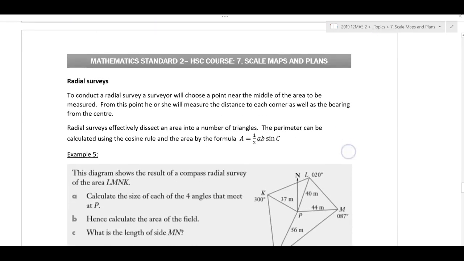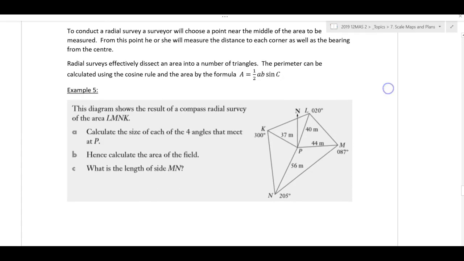Now I want to move on because we do need to talk about radial surveys as well, and there's quite a lot to be done here. In some ways radial surveys are a bit more efficient, certainly from a surveyor's point of view, and a bit more accurate. What you're going to do is set up in the middle, where you can see all the corners, and from that point I'll measure the distance and the bearing to each of the corners.